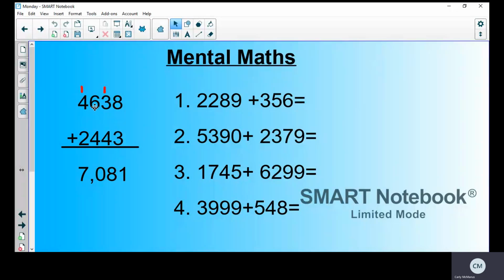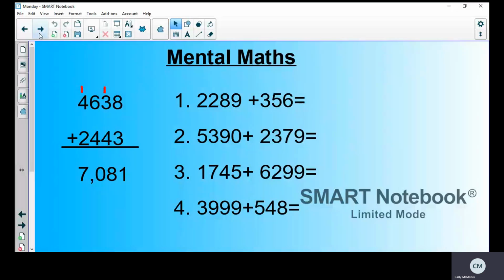And then I've added my hundreds, 600 plus 400 is 1000. So you put the 0 there and carry the 1000 into the thousands column. And then 4 plus 2 plus 1 is 7,000. So if you want to pause the screen in a minute or go back to it, whichever way you want to do it, there's 4 calculations for you to do using the column method.